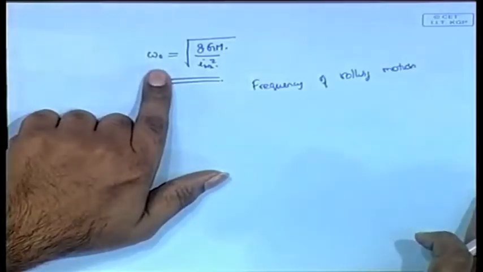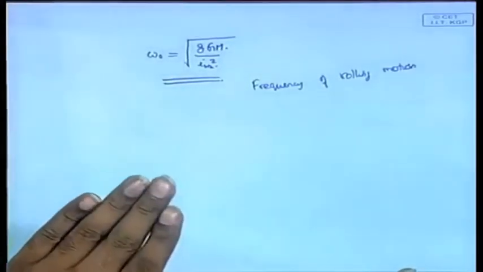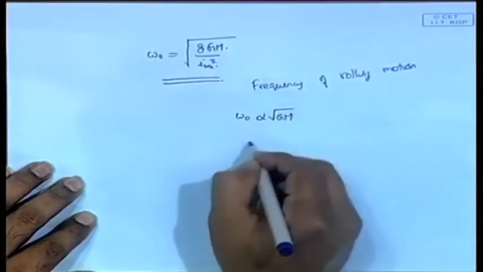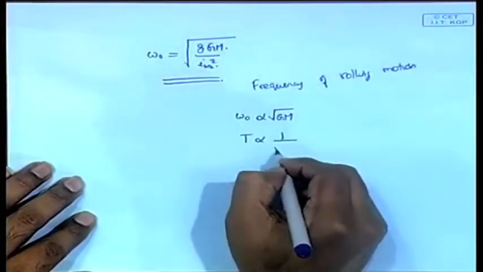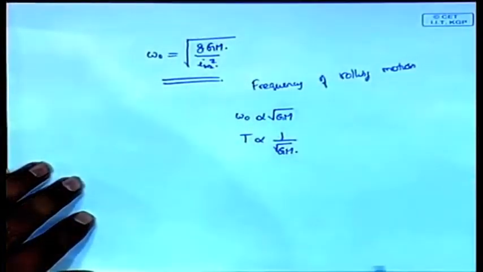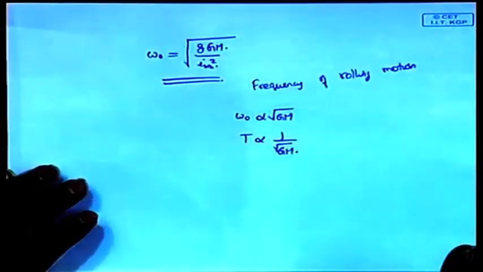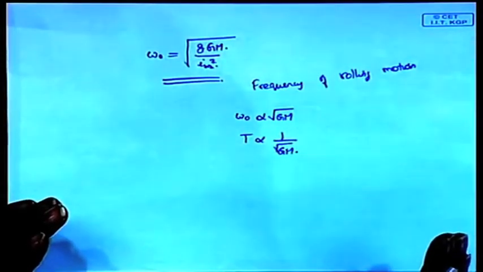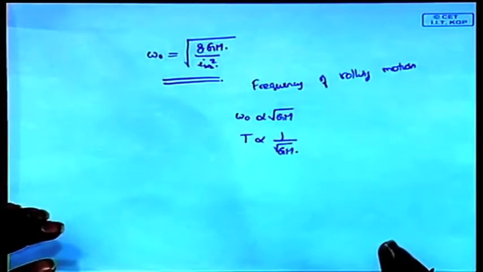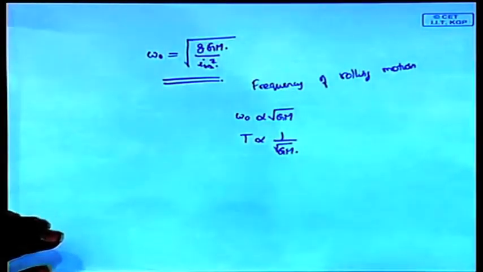So what you are seeing is that the frequency of rolling is dependent upon GM, or rather the time frequency is directly proportional to root GM. So the time period will be directly proportional to 1 by root GM, right. So if you keep increasing the GM, we know that it's good from our stability point of view. If you increase GM, when GM becomes greater than 0, it's stable.